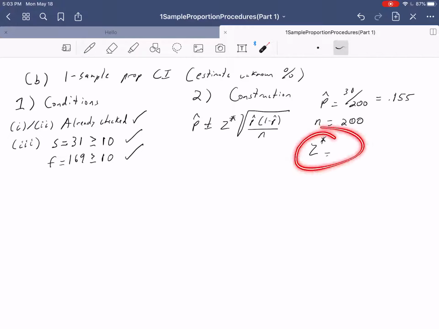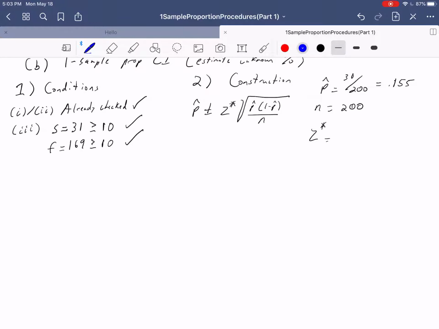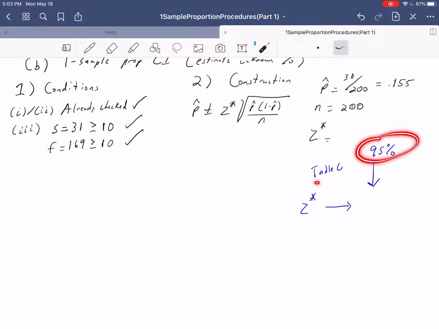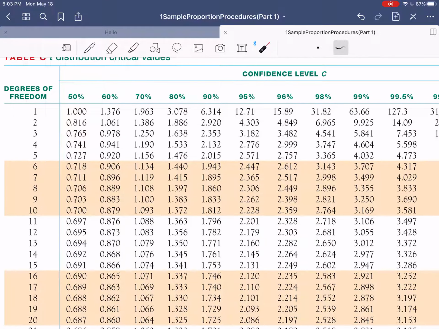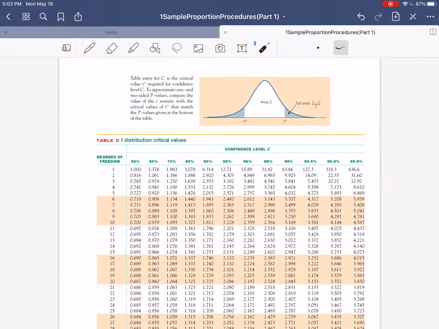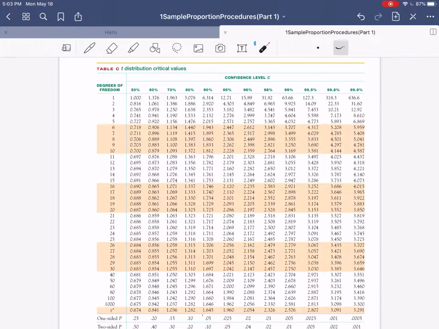And to find the z star, remember what we want to do there is take our confidence level, 95% confidence, and intersect that with z star. And remember, this is going to happen on table C. So let's go ahead and do that, 95% and z star. If we go do that on table C here, I'll zoom out a little bit, 95% z star gives us 1.960.